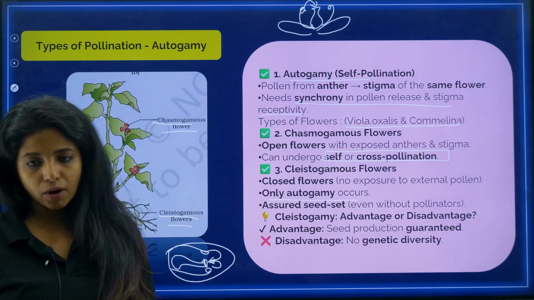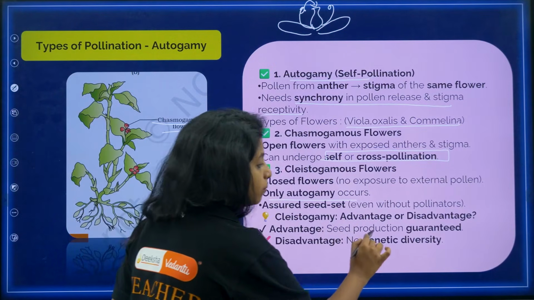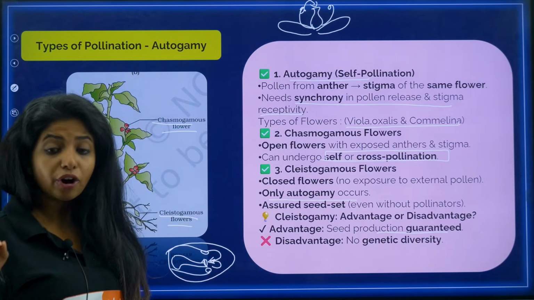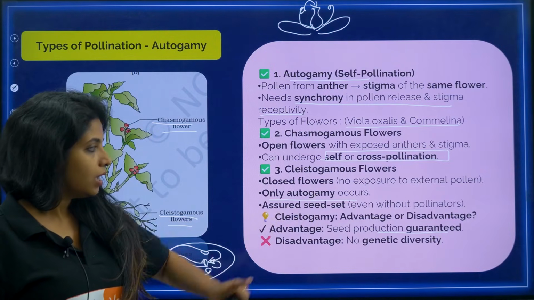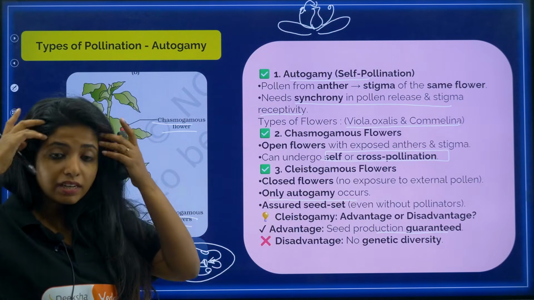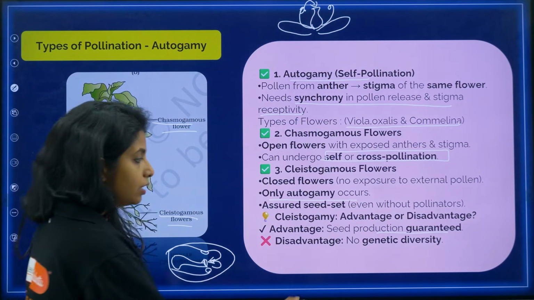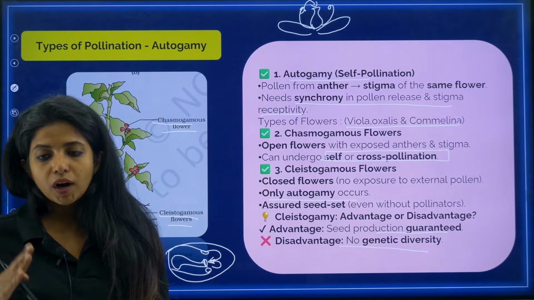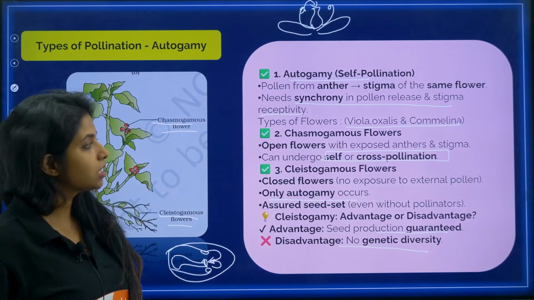But what is the good thing about it? The advantage is that the seed production is guaranteed. Every time there will be assured seed set. Okay. Now, you do not need pollinators and everything. Now, the disadvantage is that there is no genetic diversity because it's the same plant that basically you are using. Okay. Now, this is about autogamy.